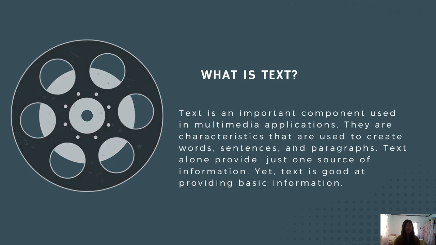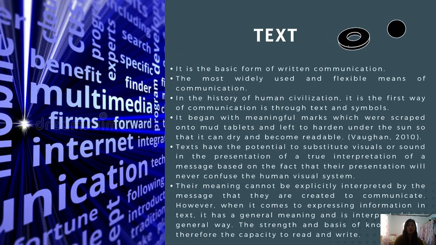And text, it is the basic form of written communication. Of course, because it is the most widely used and flexible means of communication. Just like now, I'm discussing and you're reading the PowerPoint, di ba? So I'm providing you already the information of what I am discussing, di ba? So in the history of human civilization, the first way of communication is through text and symbols.